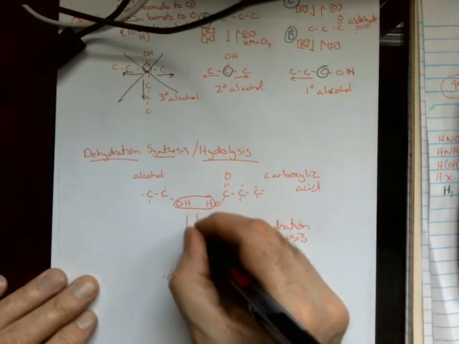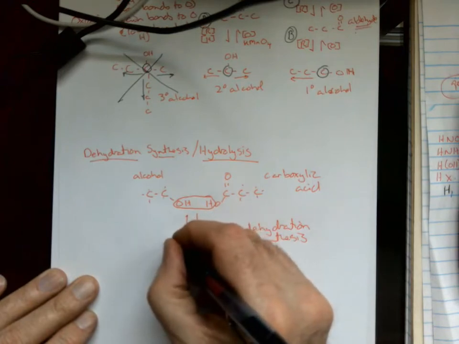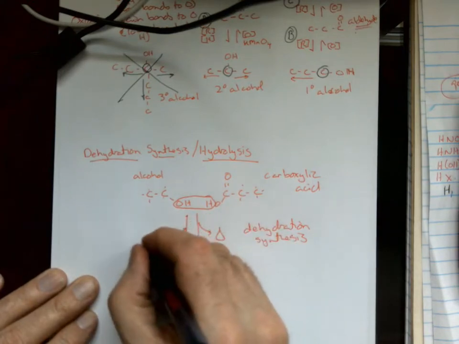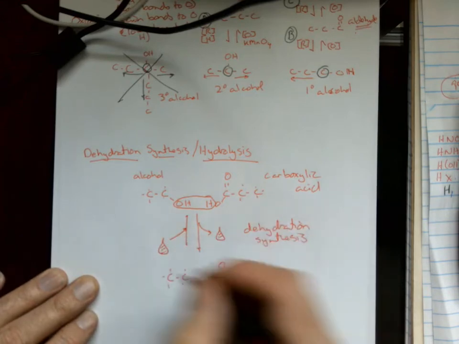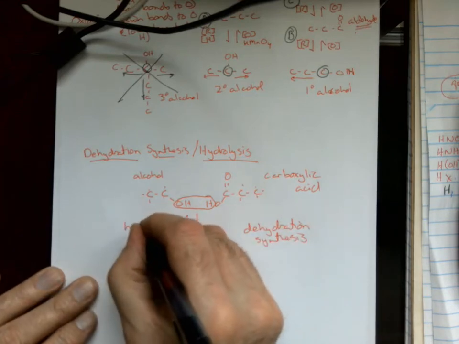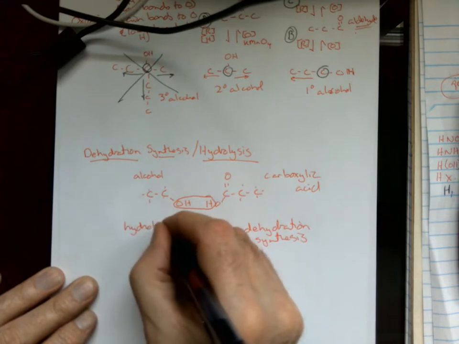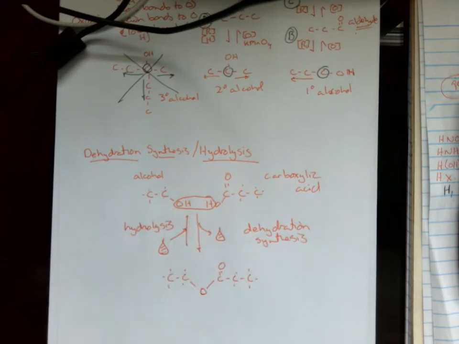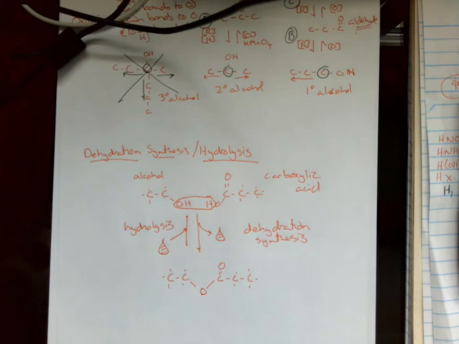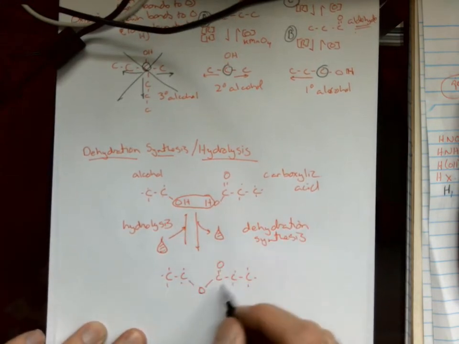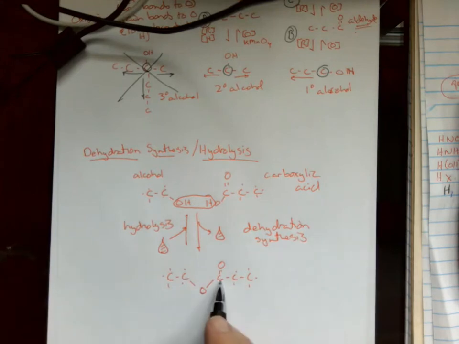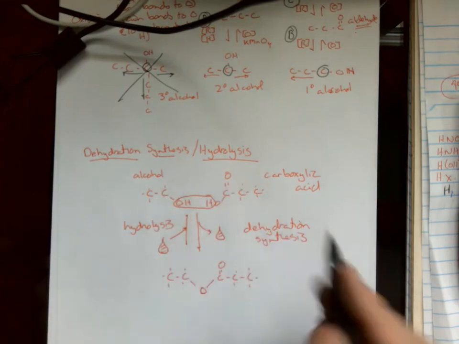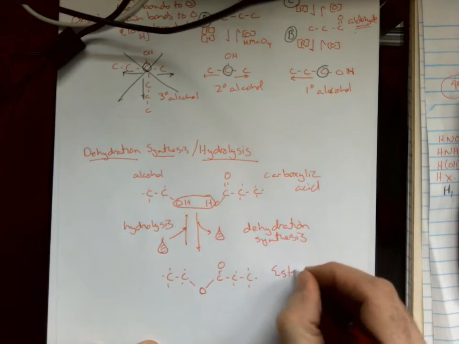If you go in the other direction and you add water back in, this is called hydrolysis. Lysis is to cut. Hydro is water, cutting using water. So what we're doing is cutting this bond right here by adding a water in, and we're going from an ester to an alcohol and a carboxylic acid.